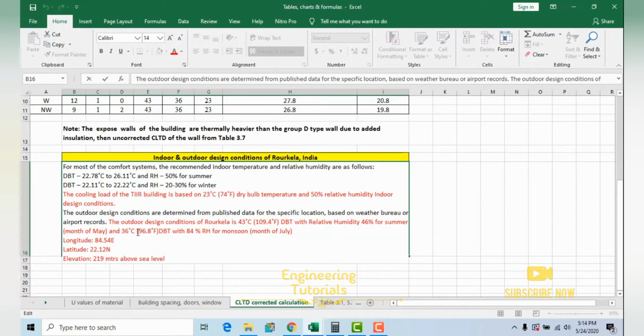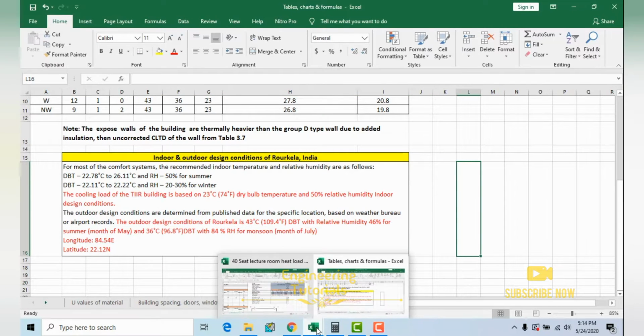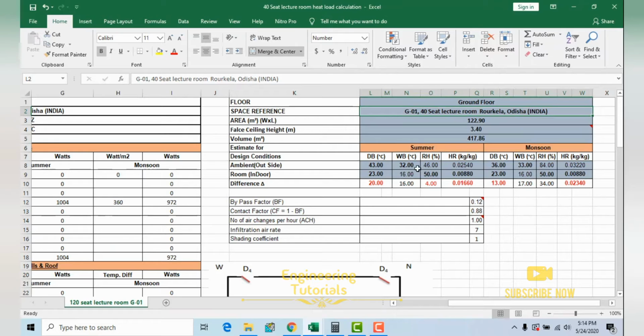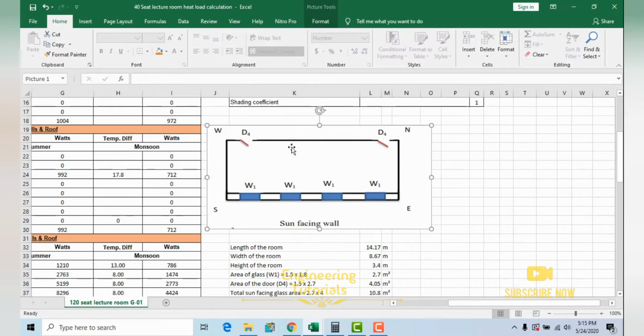So as we know the indoor and outdoor design conditions, let's move back to our Excel sheet. And first we have to give the area of this 40 seat lecture room, that is 122.9. This is the drawing of this room.